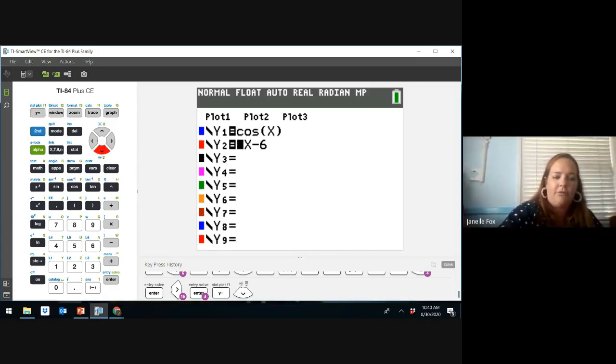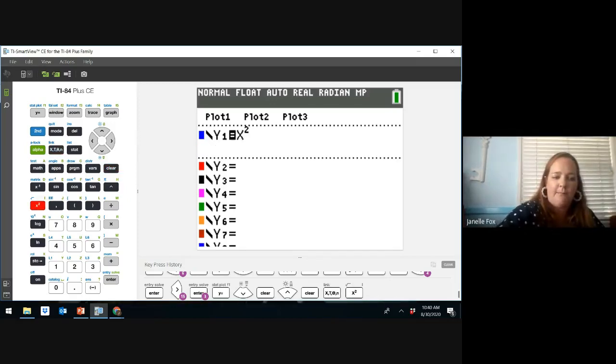So I'm going to clear both of these out, just by hitting clear, right? And then for y1, I'm going to graph a parabola. I'm going to go x squared, so x squared, and then minus 5. Okay, so x squared minus 5.